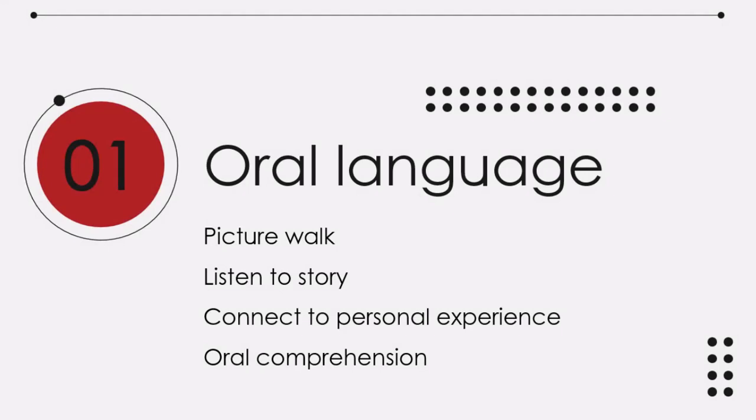To recap, a few ways you could use oral language in the first section of the books is to do a picture walk, listen to the story, connect to students' personal experience, and check for oral comprehension.